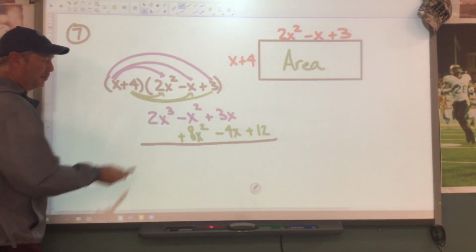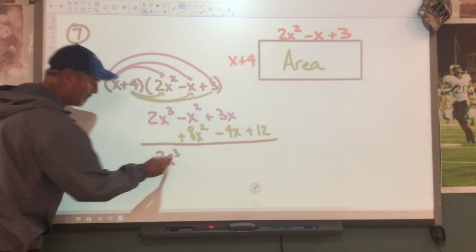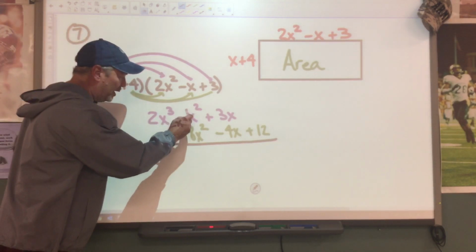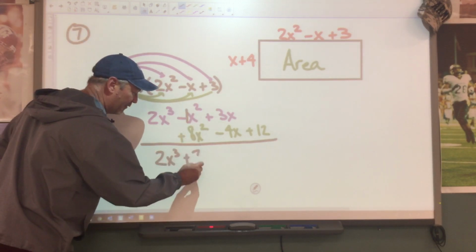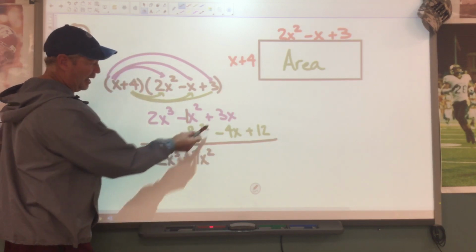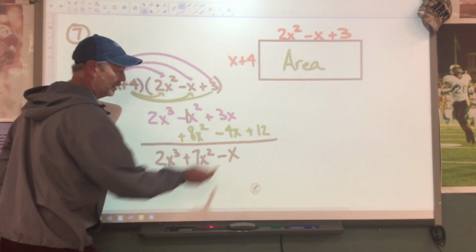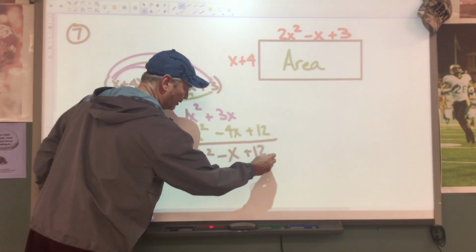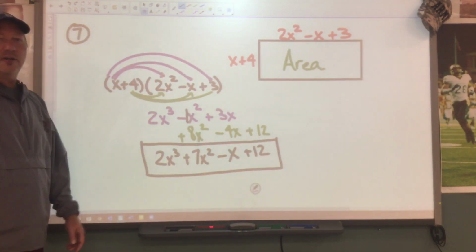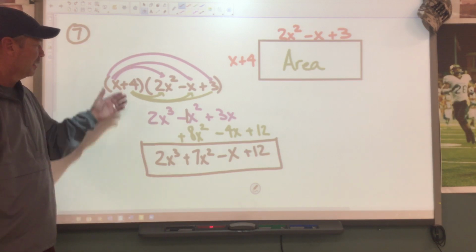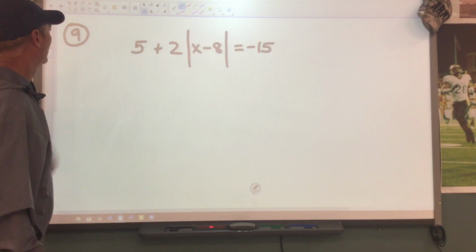I combine like terms. Nothing to combine with, so that turns into just a 2x to the third. I have a negative 1x squared. I have a positive 8. That will give me a positive 7x squared. I have a positive 3. I have a negative 4. That will leave me with a negative x and a positive 12. There is your area. Take your time, set it up, you'll be fine. All right, next problem. Number 9.